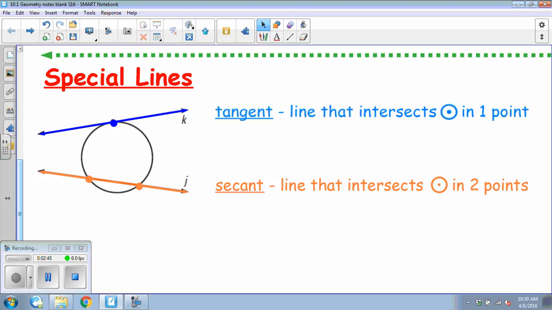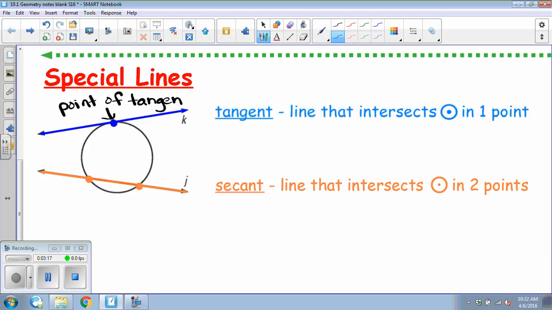I mean, you have 3 different options for a line. It can not touch the circle at all. In that case, it's just a line not related to the circle. It can touch the circle at one point, and in that case, it's a tangent line. Or it can go through the circle, and it'll intersect it at 2 points, and that's called a secant line. Okay, so these aren't segments, these are lines. We call this point the point of tangency. Okay? So if you ever see that term, that's what they're referring to, the point where that line touches the circle. The point of tangency.